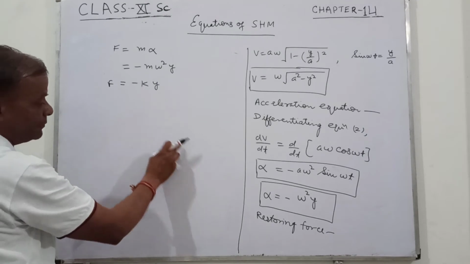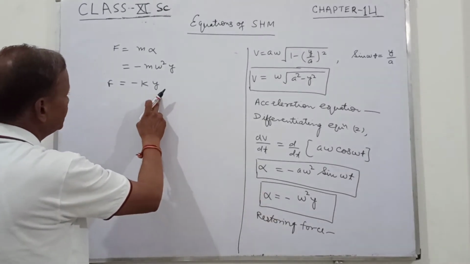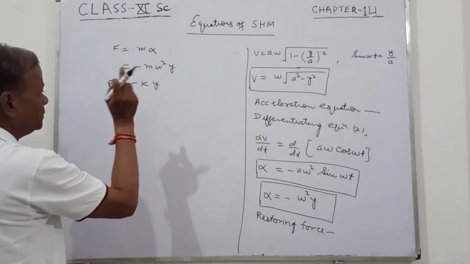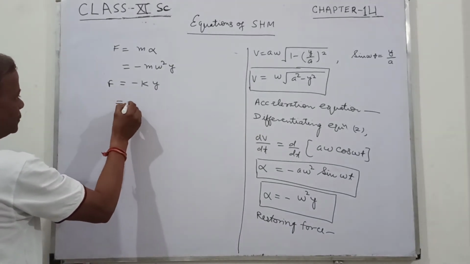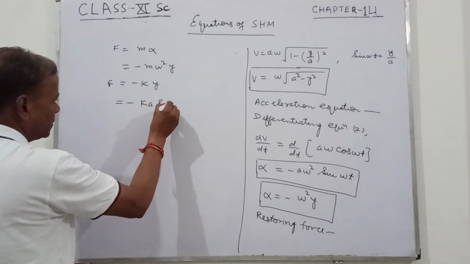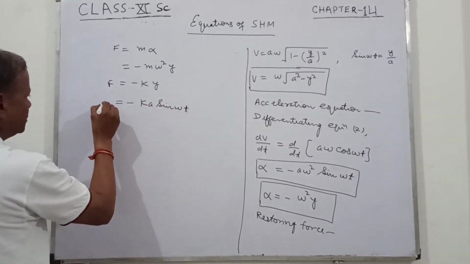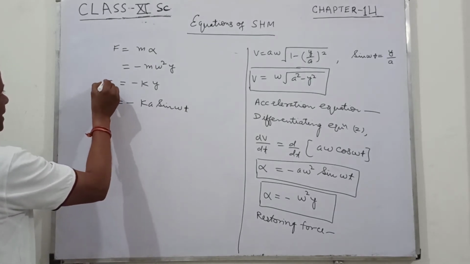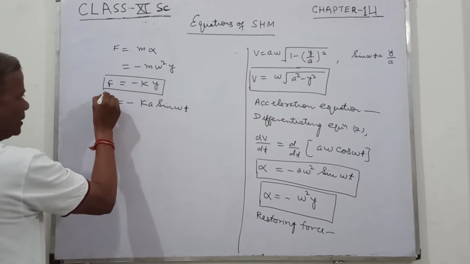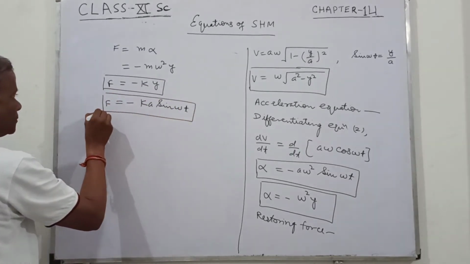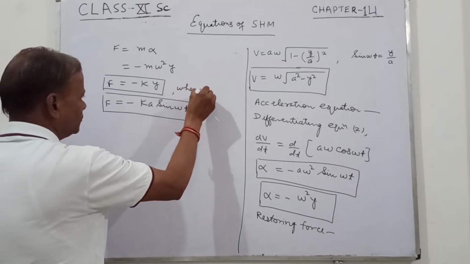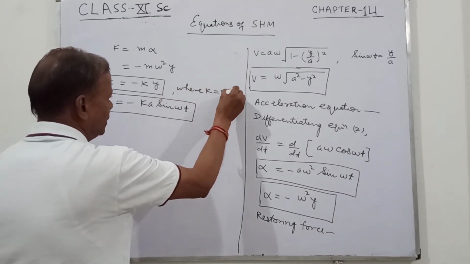If you write down the value of y in terms of sine, which is a sin omega t, then this is now minus k a sin omega t. This is F. So we can write it like this or like this, where k equal to m omega square.